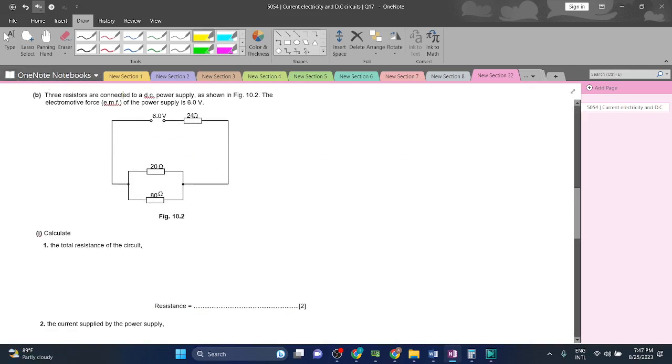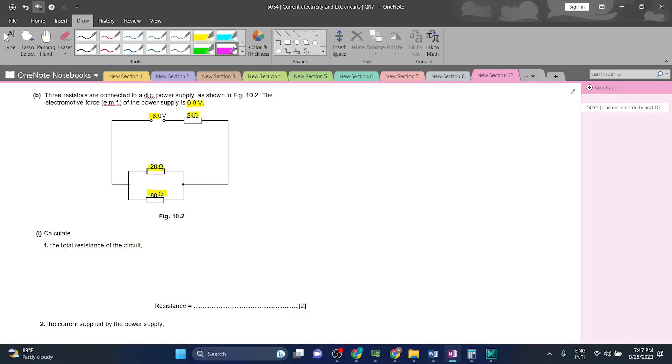B. Three resistors are connected to a DC power supply as shown in figure 10.2. The electromotive force of the power supply is 6 volts. So this is a 6 volt battery power supply. And this is a 24 ohm resistor. This is a 20 ohm and an 80 ohm resistor in parallel to each other. Calculate the total resistance of the circuit.